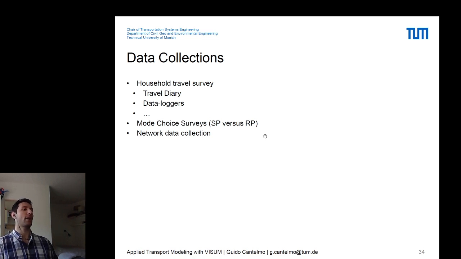And finally, we can do data collection at a network level, which, for instance, means traffic counts. If we want to calibrate our network, we can once again have a first model, which will probably be wrong. We create some simulated network data, and then we can compare this with the real data, see that the model is quite wrong, and then go back to the model and try to improve it.